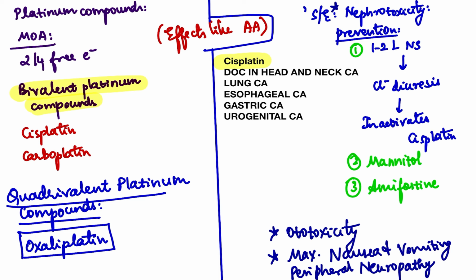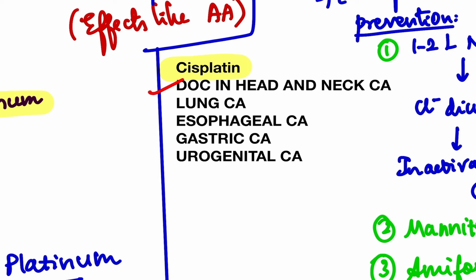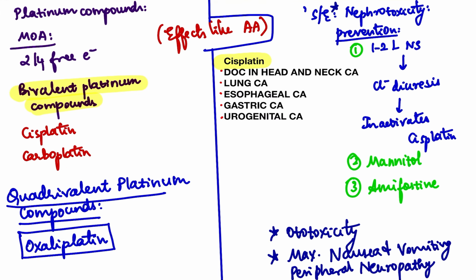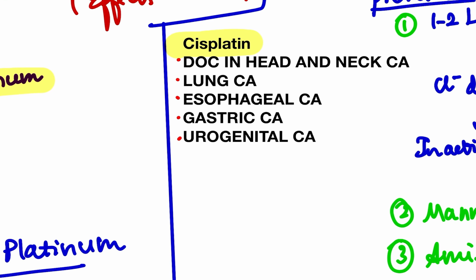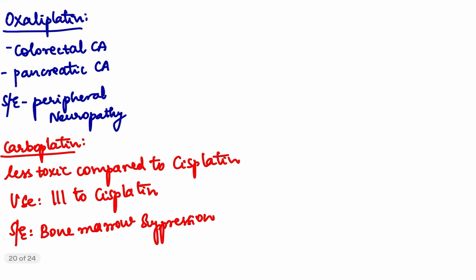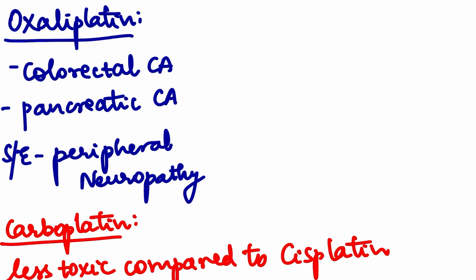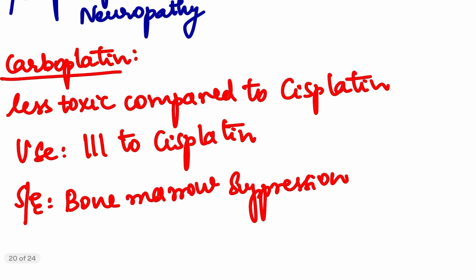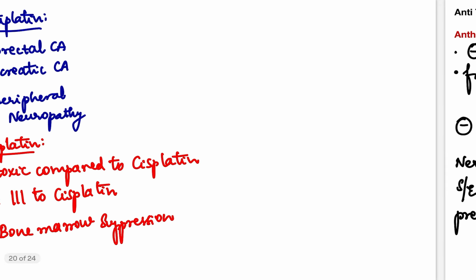Cisplatin is a drug of choice in cases of head and neck cancer, lung cancer, esophageal cancer, gastric cancer, and urogenital cancer. Next is oxaliplatin, used in colorectal cancer and pancreatic cancer. The side effect is peripheral neuropathy. Carboplatin is less toxic compared to cisplatin, and its use is similar to cisplatin, just less toxic. Side effect: it causes bone marrow suppression.